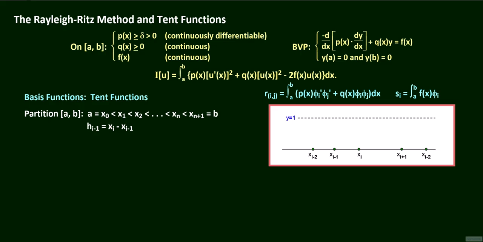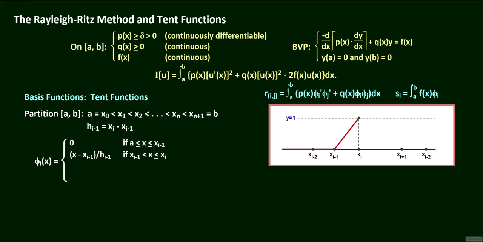We define the ith basis function phi sub i as a piecewise linear function. Phi sub i of x equals 0 when x is between a and x sub i minus 1 inclusive. Phi sub i of x equals x minus x sub i minus 1 over h sub i minus 1 if x is greater than x sub i minus 1 and less than or equal to x sub i, so that we have the line segment connecting the point at x equals x sub i minus 1 on the x-axis to the point at x equals x sub i on the line y equals 1.